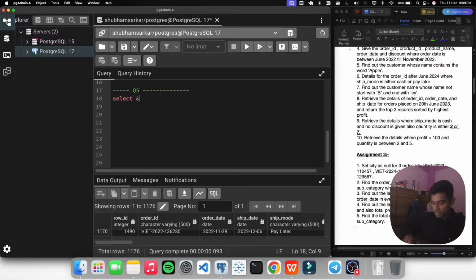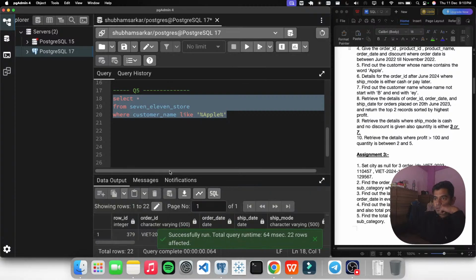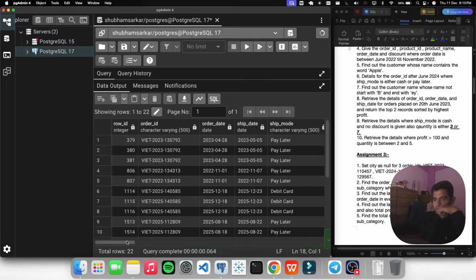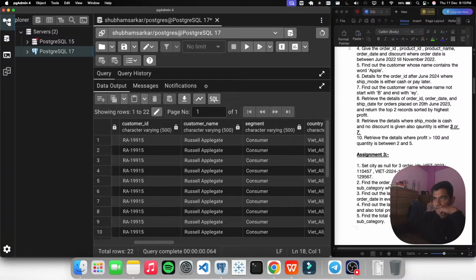It is like select everything from 7-Eleven store where I would say the customer name like percentage apple percentage. ठीक है, simple as that. And when you execute it, see you got this many columns.